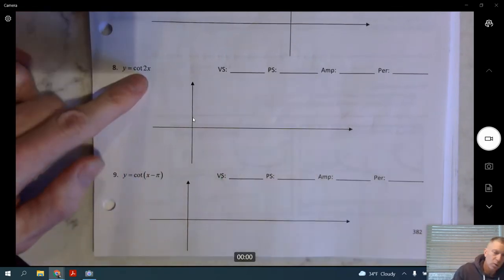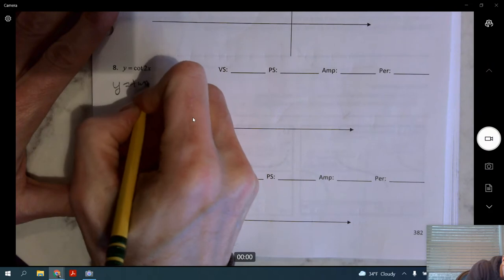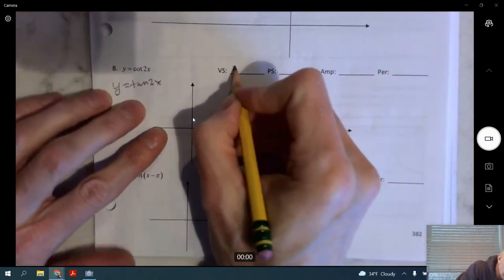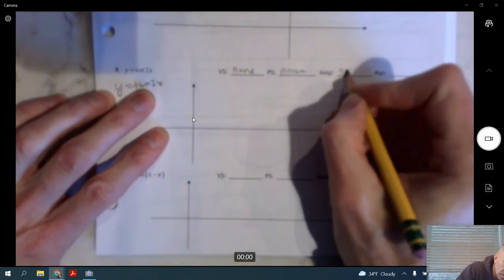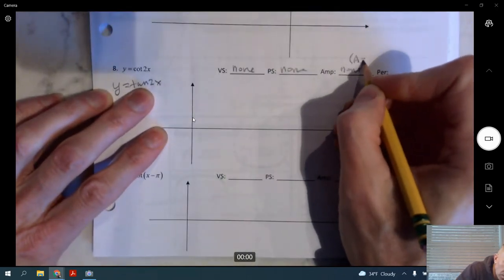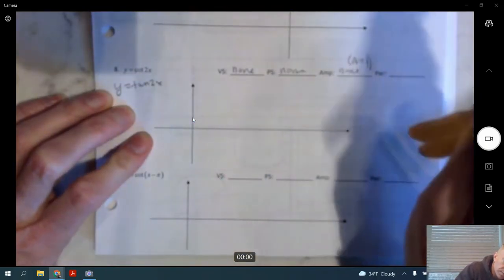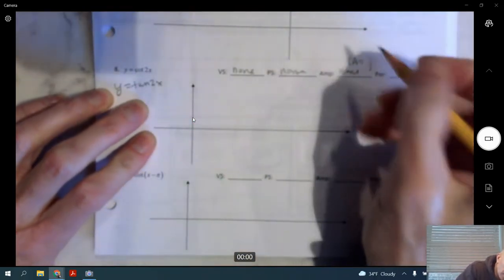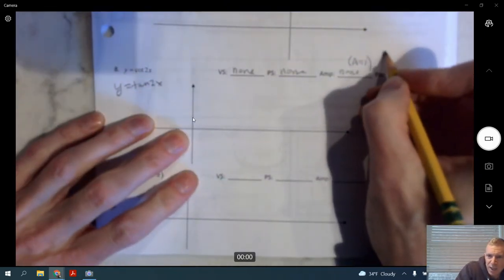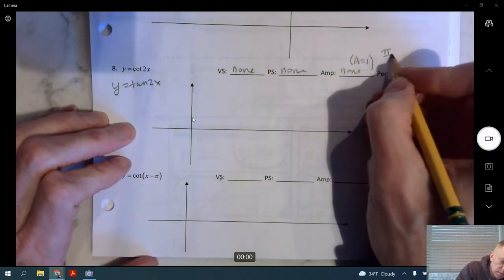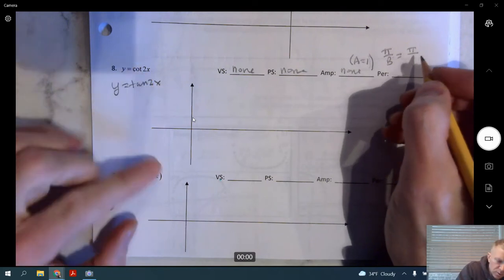So this one, cotangent of 2x, we're first going to graph y equals tangent of 2x. Vertical shift, none. Phase shift, none. Amplitude, none, but the a value is 1, the coefficient out here. And then the period, normally the period for a tangent is pi over b, or 180 over b. So that's going to be pi over 2, since our b value is 2.